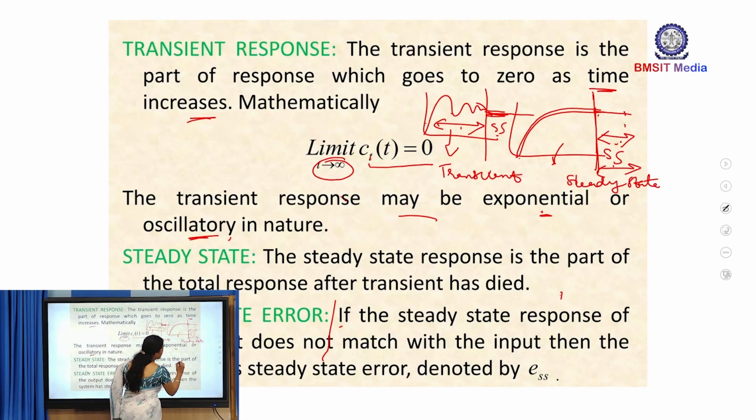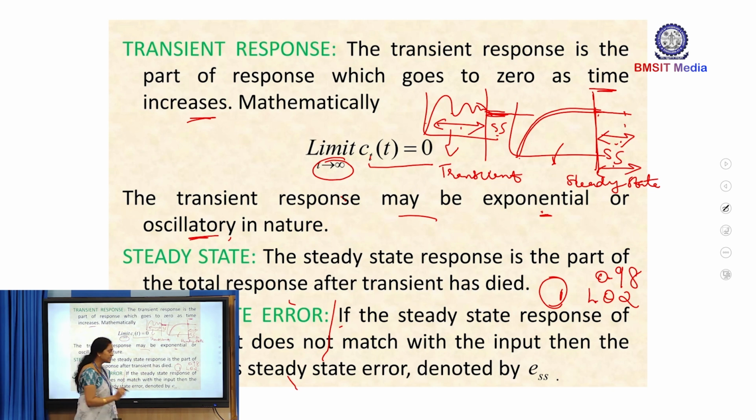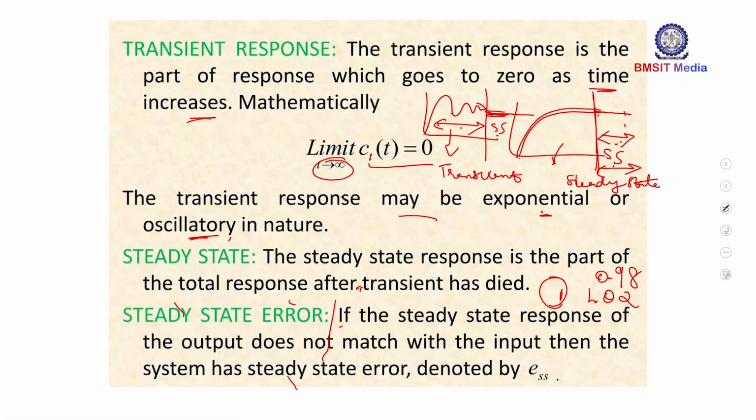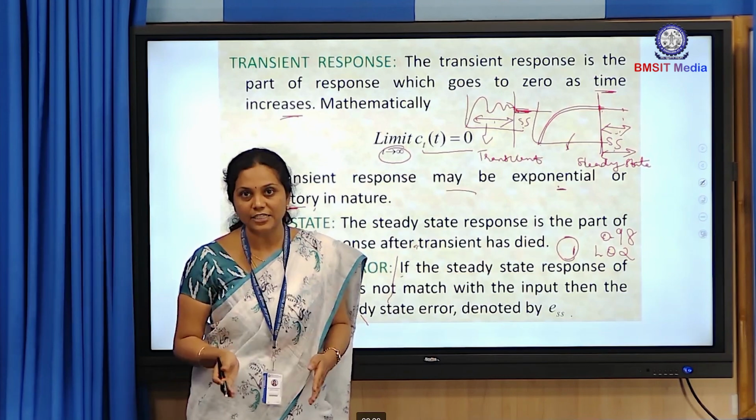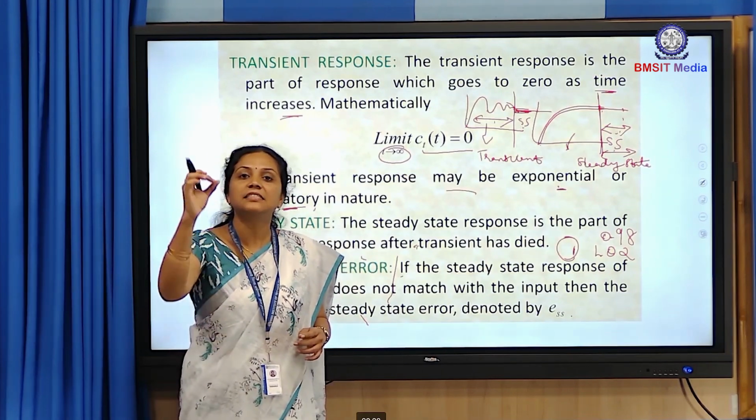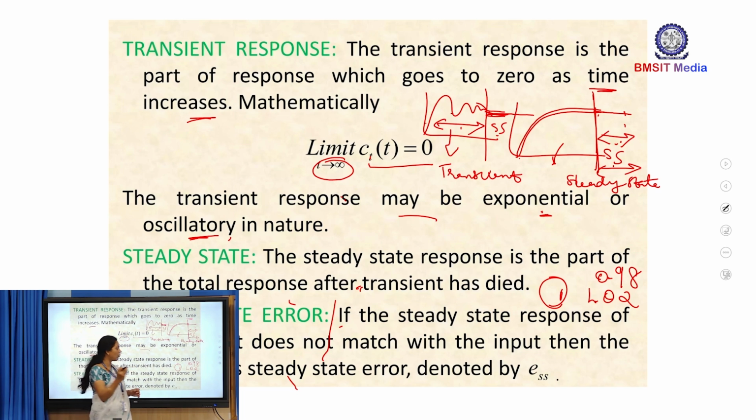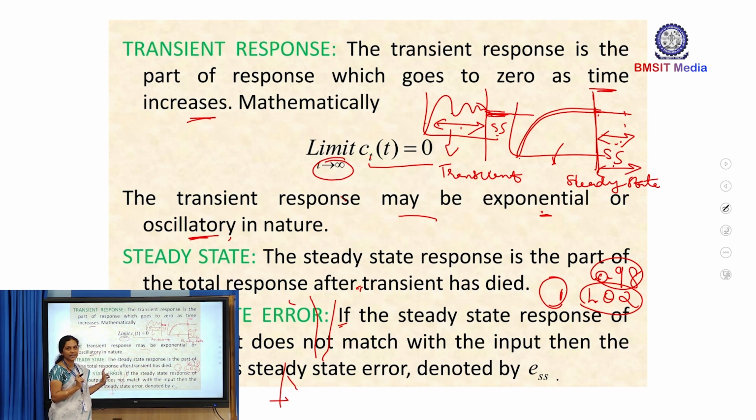So suppose 1 is the expected output I am supposed to get, I may be getting a value of 0.98 or I may be getting a value of 1.02. 1 was our expected outcome, but instead I am getting 0.98 or 1.02. But I cannot say that it is a completely negligible amount. Whatever this difference with respect to the output is, with respect to 0.98 or 1.02, this difference in value is called the steady state error.